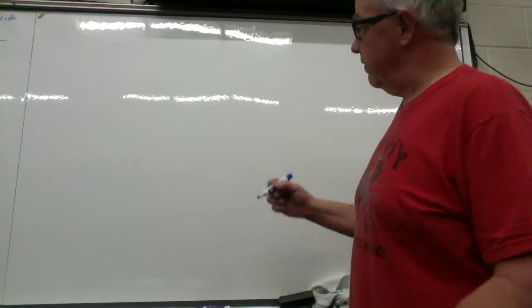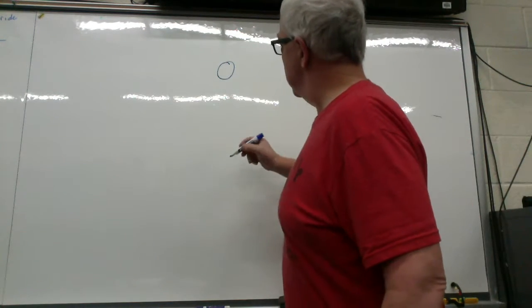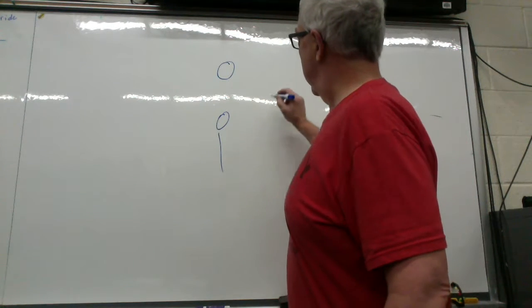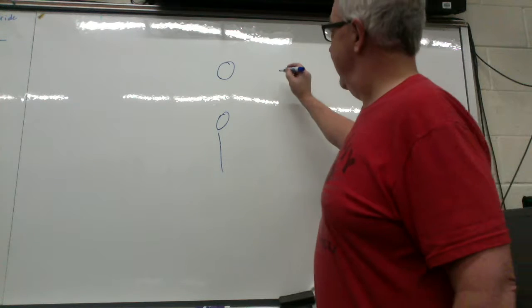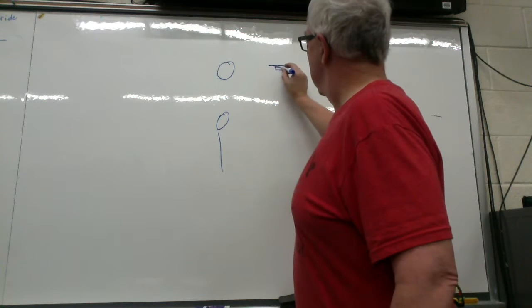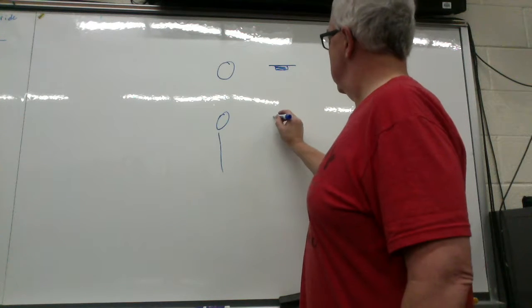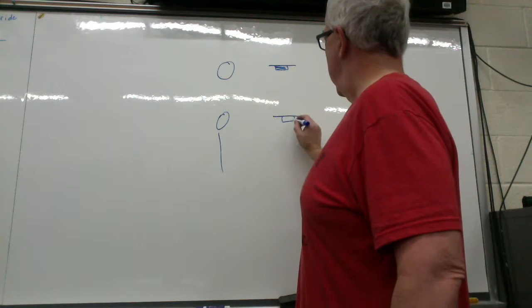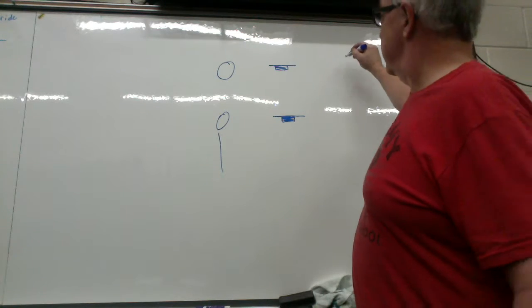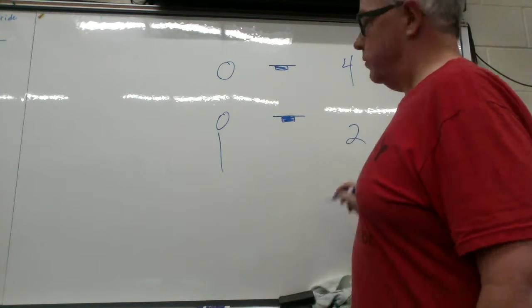So let's talk about our first 2 note values, whole notes and half notes. They each have a corresponding rest. Whole note, whole rest. Half note, half rest. 4 counts, 2 counts.